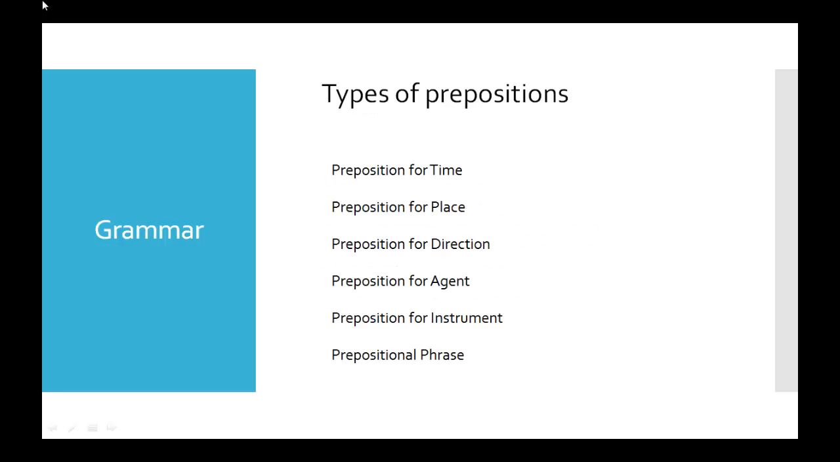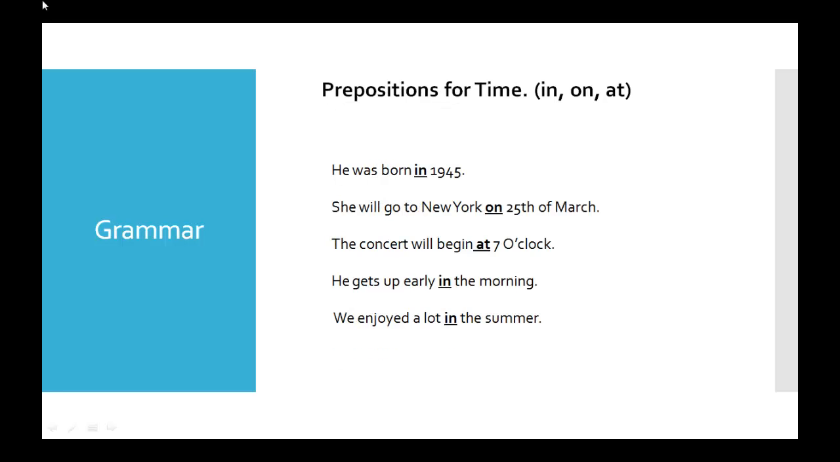There are different types of prepositions. We have prepositions for time, for place, for direction, for agent, for instrument, and prepositional phrases.